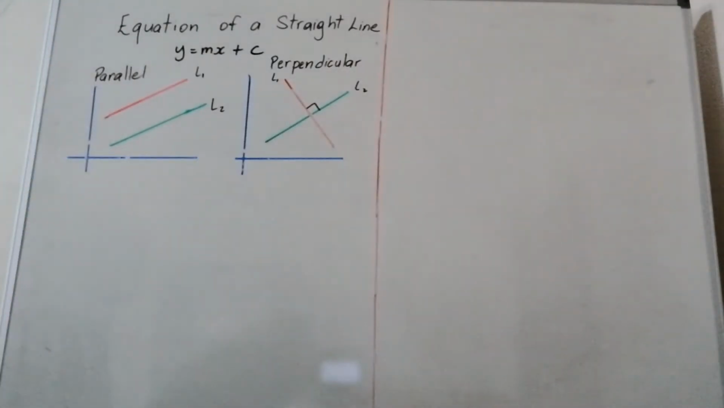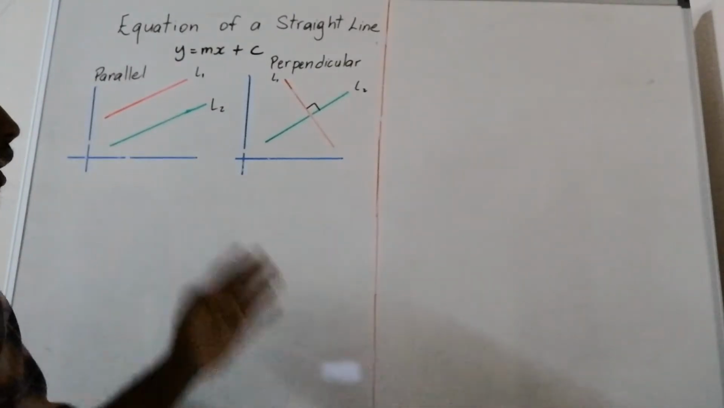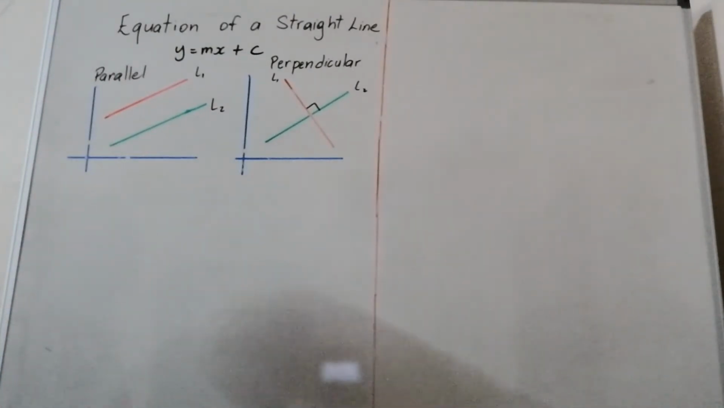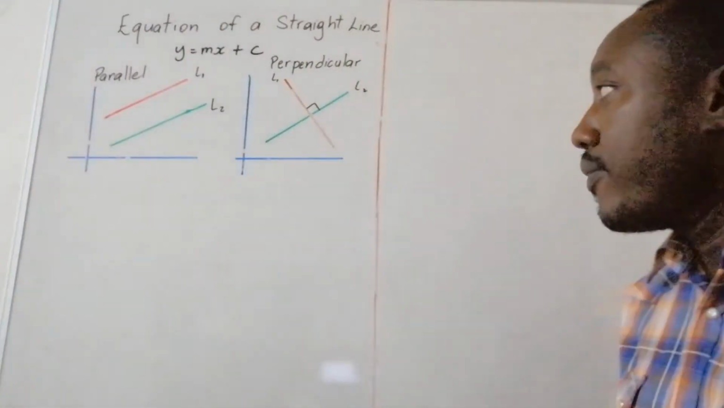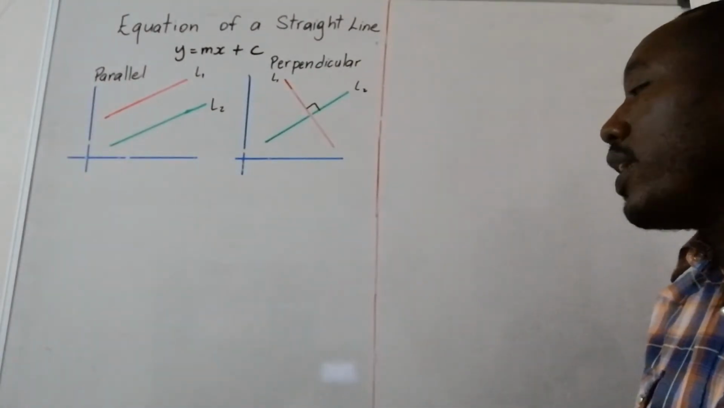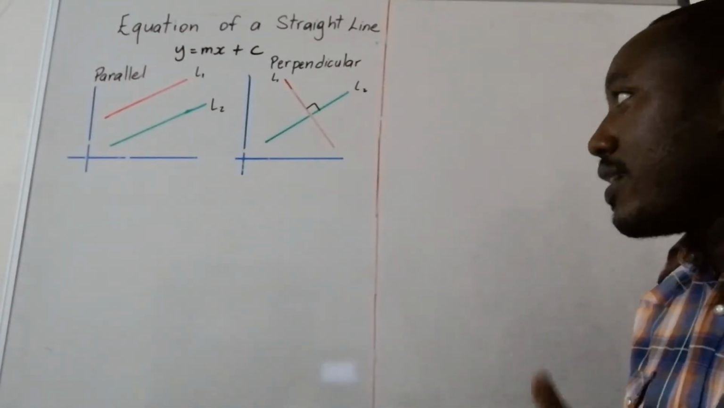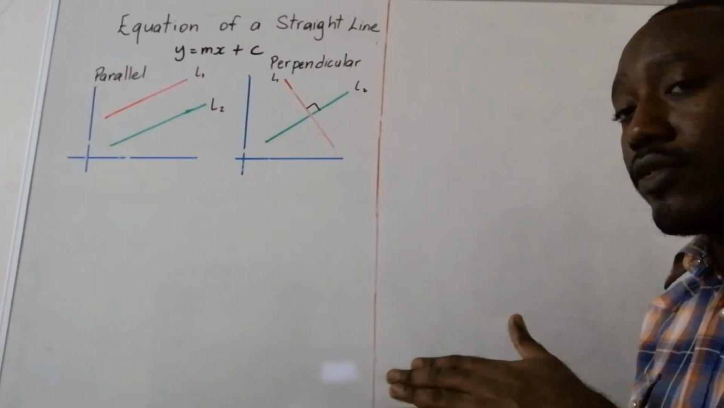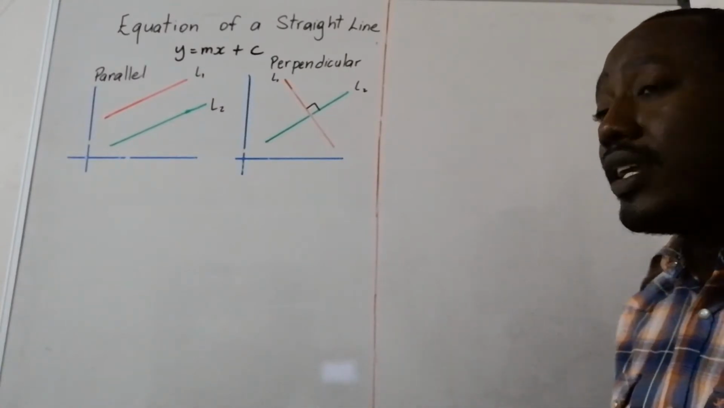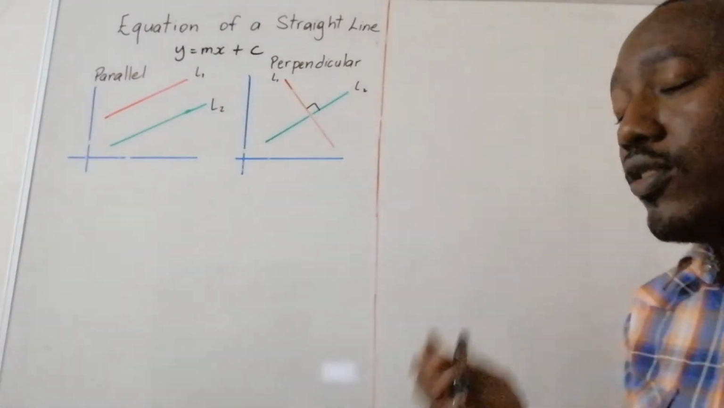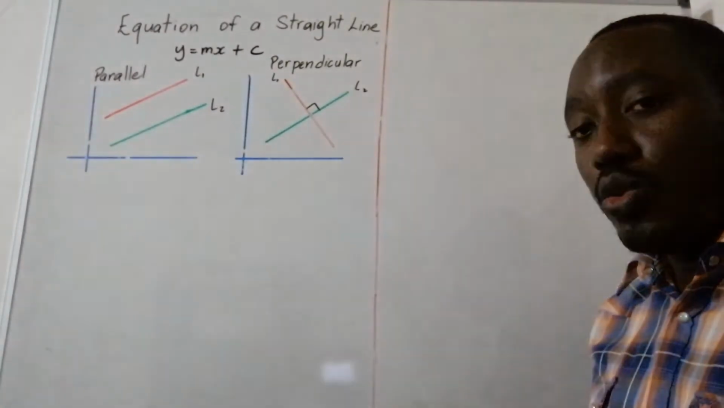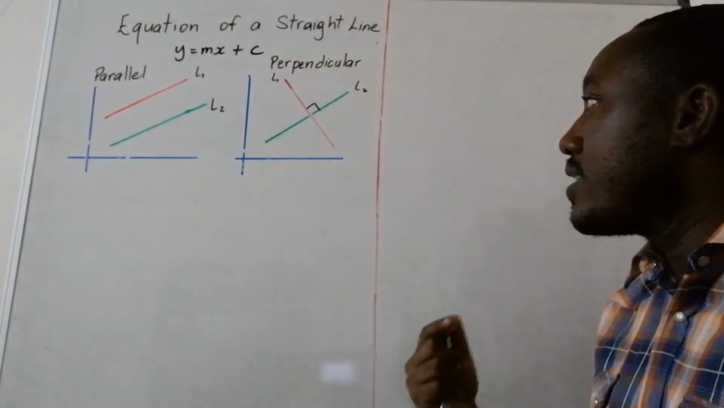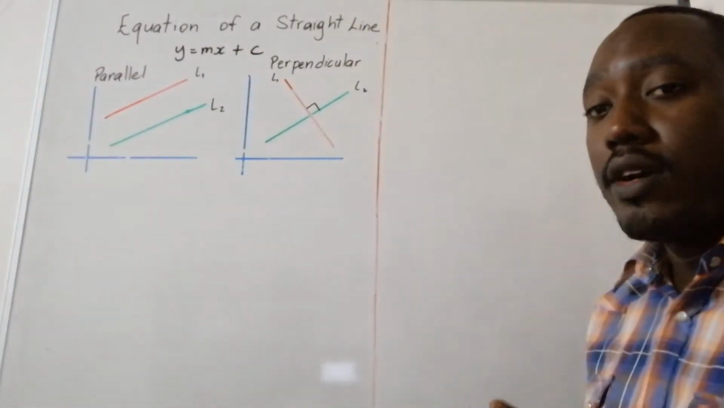Alright, in this class, we want to talk about parallel and perpendicular lines. Two lines are parallel when they run in the same direction, the same distance apart from each other. Parallel lines go in an infinite direction, but they never meet. Two lines are parallel when they run in the same direction but never meet.